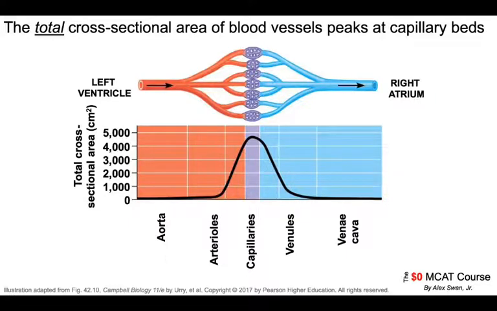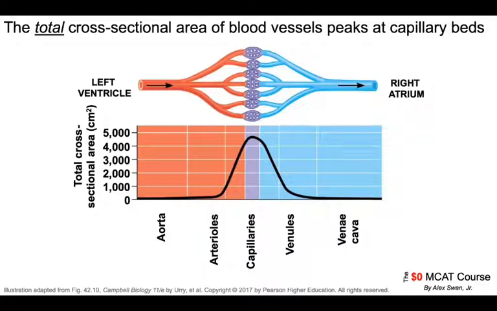We have just a few arteries. We have more arterioles. We have lots of capillaries, these branched out networks of capillary beds. We have fewer venules than we do capillaries, and we have fewer veins than we do venules. And the total cross-sectional area peaks when we are at the capillary beds. That's when the cross-sectional area is highest.